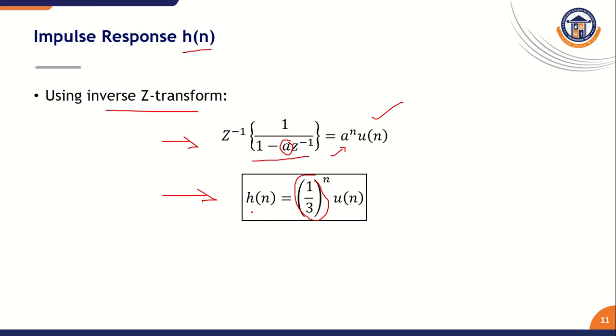So small h of n, the impulse response, is equal to 1 by 3 whole power n, that is a power n, so we can write 1 by 3 whole power n into u of n. This is the impulse response of the given system.